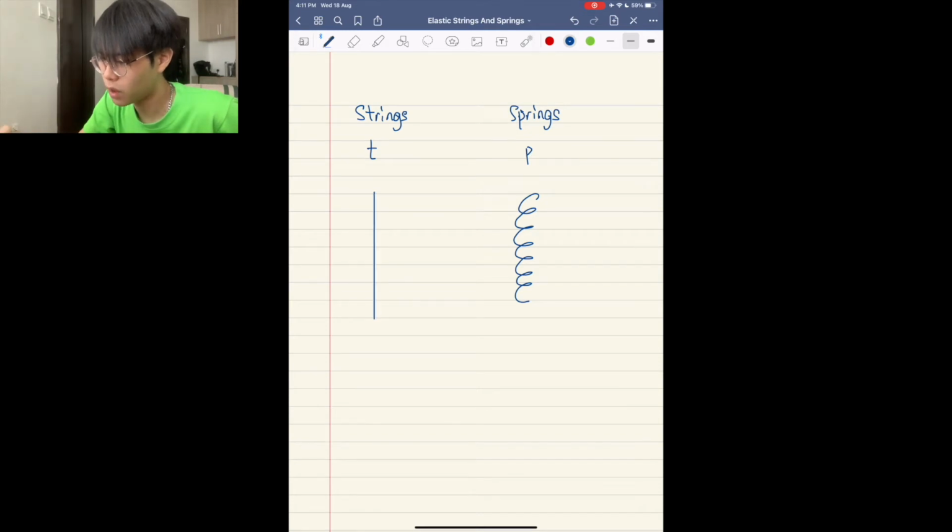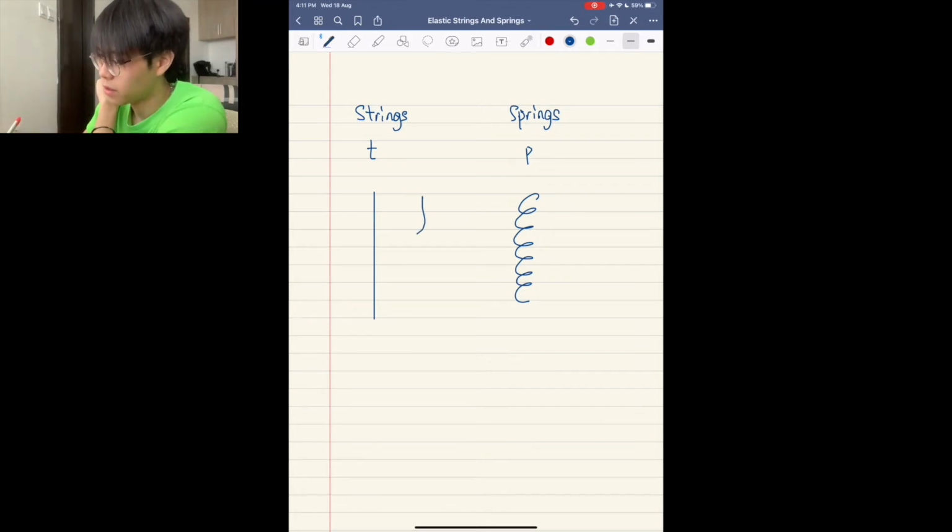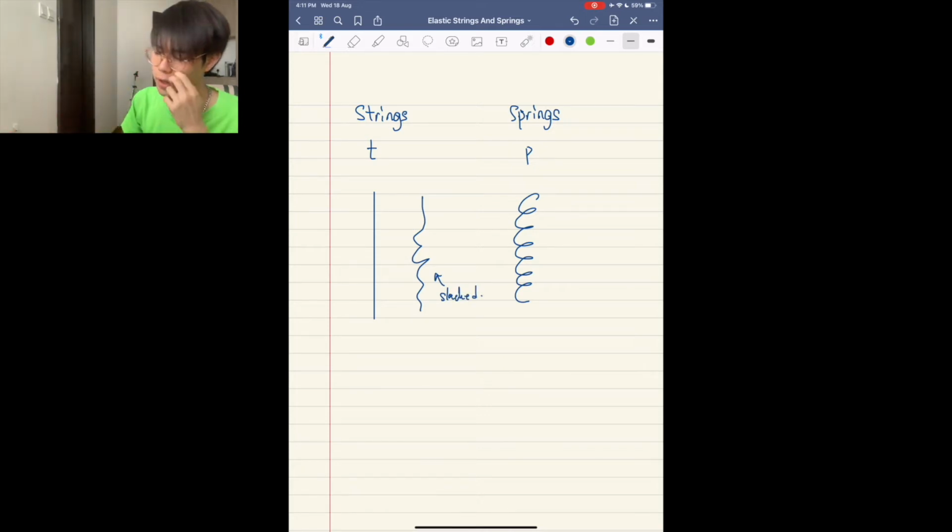So imagine you have a wire or something, and if you try to pull it, it can be stretched. But imagine if you try to push the wire, it gets slack, which means like this. Yeah, this is called slack. So it will get slack and there will be no tension in it.